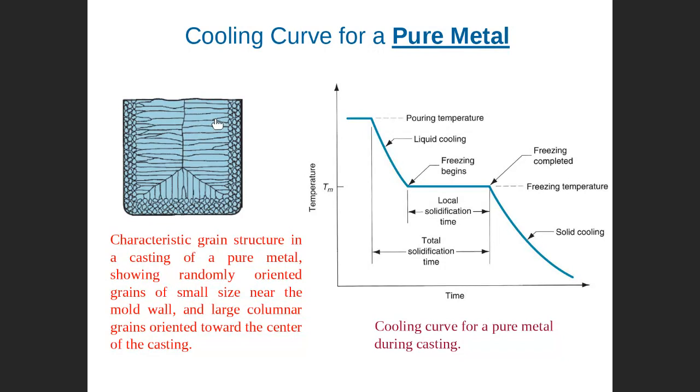Like aluminium, if you're casting aluminium, steel, copper or whatever material, just pure material with no other addition, meaning no alloys, you can see that this is the pouring temperature. Once you start pouring the liquid into a mold, it will start to cool.